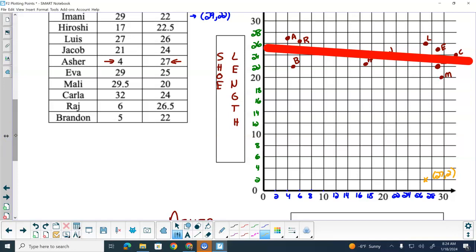Would that make sense for this one? First off, could it happen? Not 27 for a shoe length. 27 for a hair length, 2 for a shoe length. Could that happen? I've seen some young kids with pretty long hair, so it could happen.